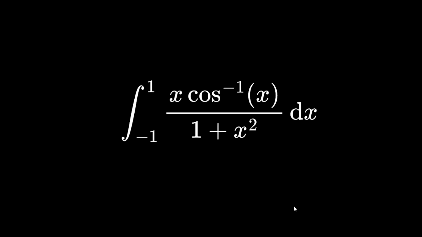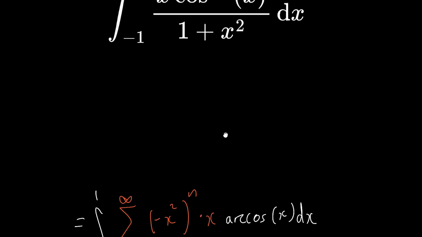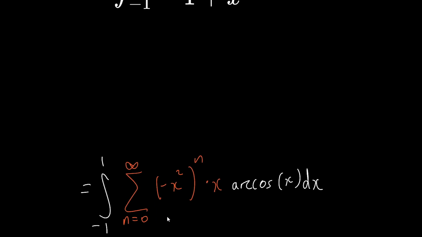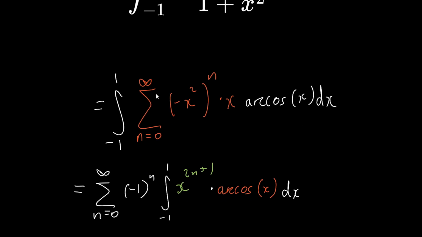So, let's get started. We're going to start off by writing 1 over 1 plus x squared as a geometric series with a common ratio of minus x squared. So instead we end up having this integral between minus 1 and 1, and then we write 1 over 1 plus x squared as the sum of minus x squared to the power of n, and we times it by the x from up here, and now we have arc cos x as before. We can bring the sum outside, and we can bring the minus 1 to the n from minus x squared to the n outside the integral, because that's not dependent on x.